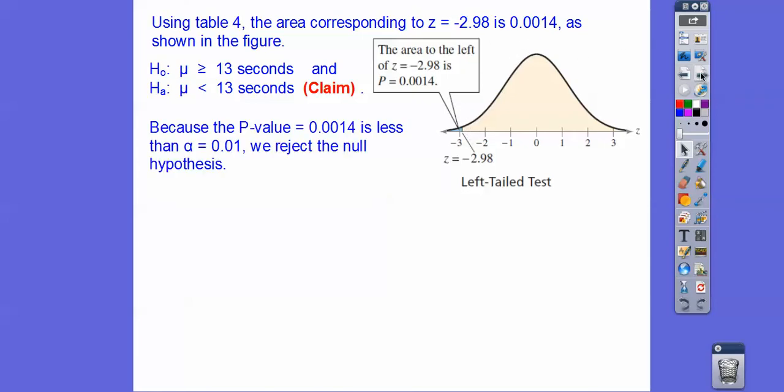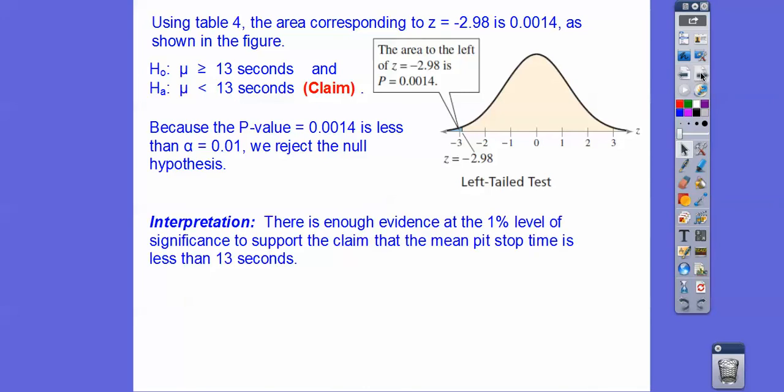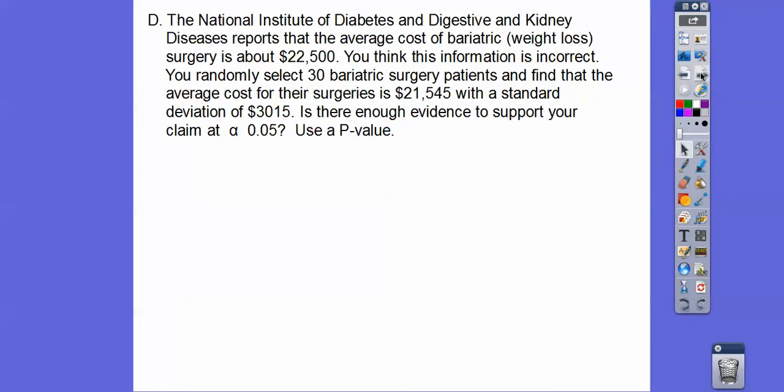Because that's less than 0.01, we can reject the null hypothesis, and of course interpret that. So there is enough evidence at the 1% level of significance to support the claim that the mean pit stop time is less than 13 seconds. All right, let's try another one.